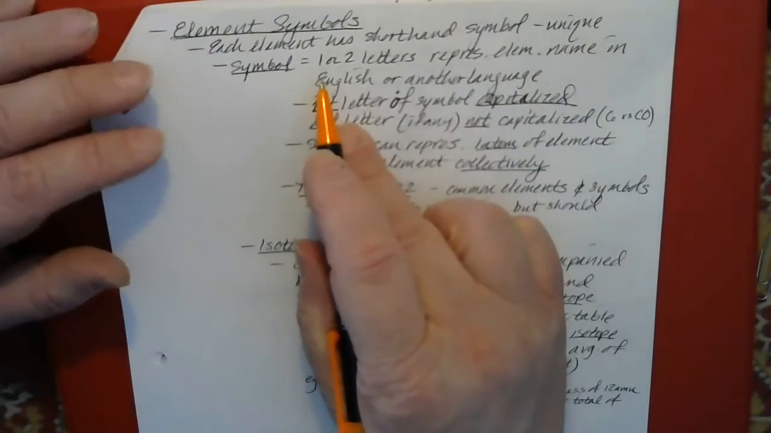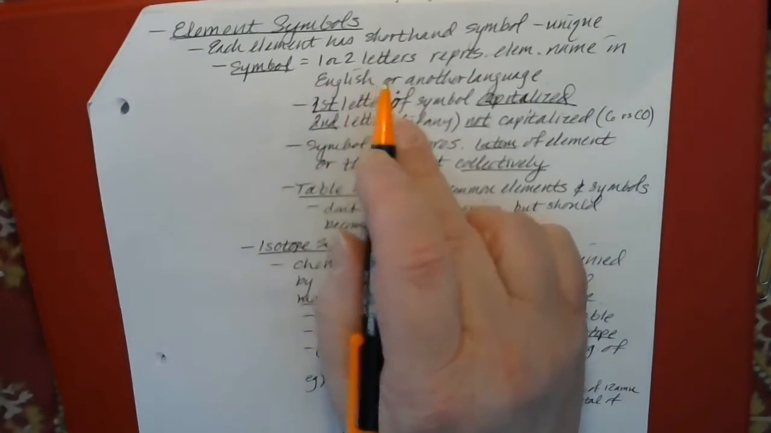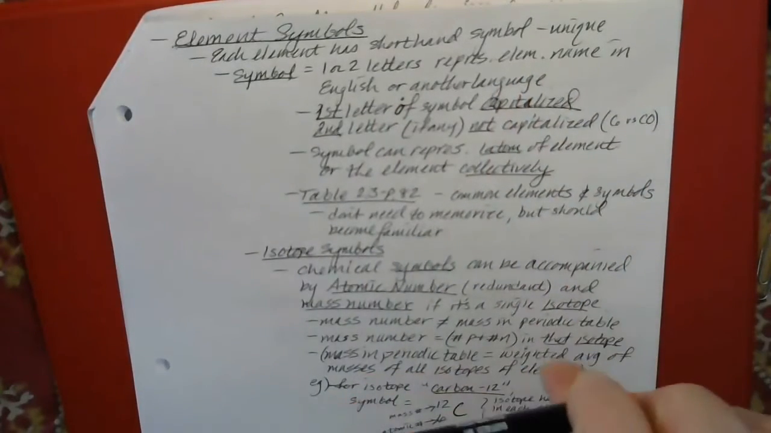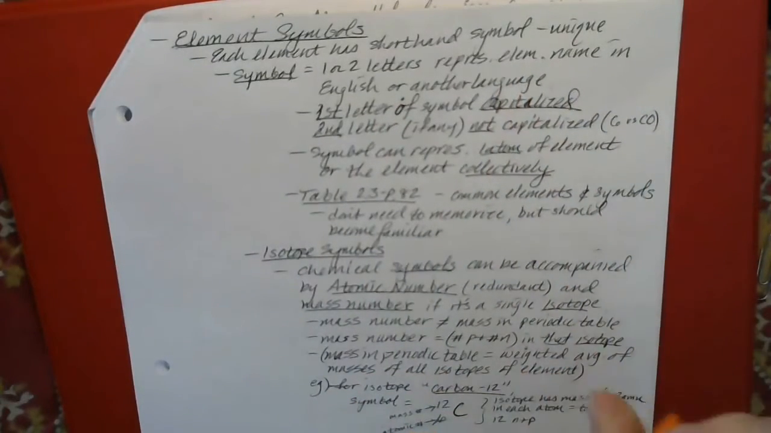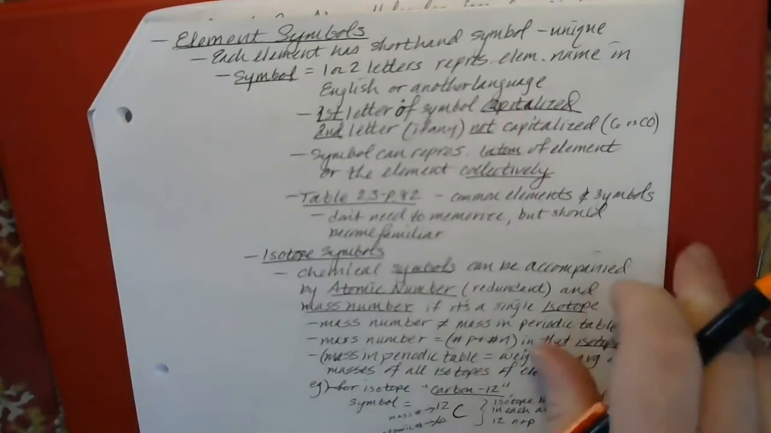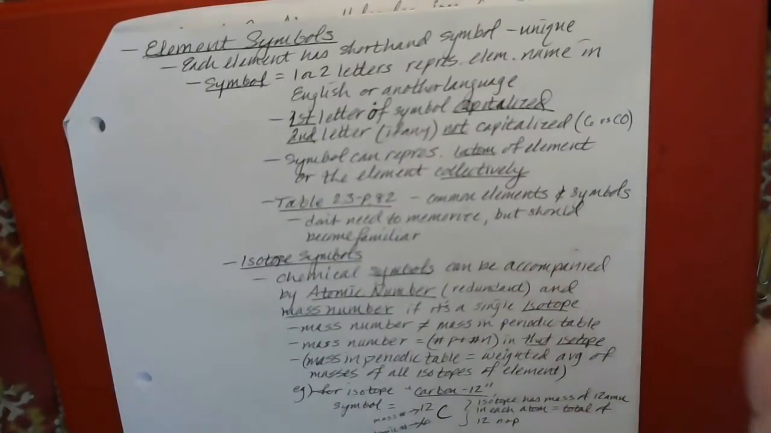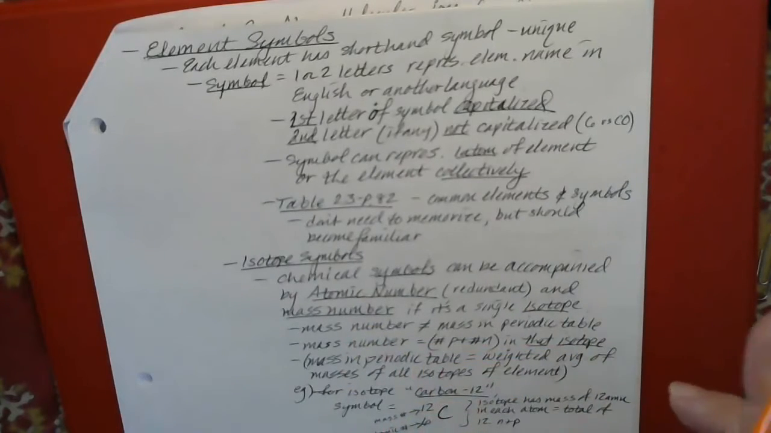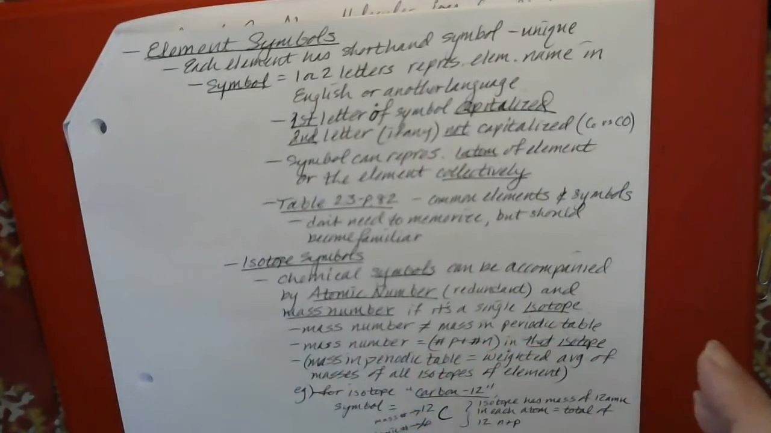The symbol will consist of 1 or 2 letters representing the name of the element, mostly in English or in foreign languages where the name is compatible with the English name. Sometimes in another language. Latin would be the most common alternative to English, but there are some that are derived from Greek or German, or I think one might even be from Sanskrit.